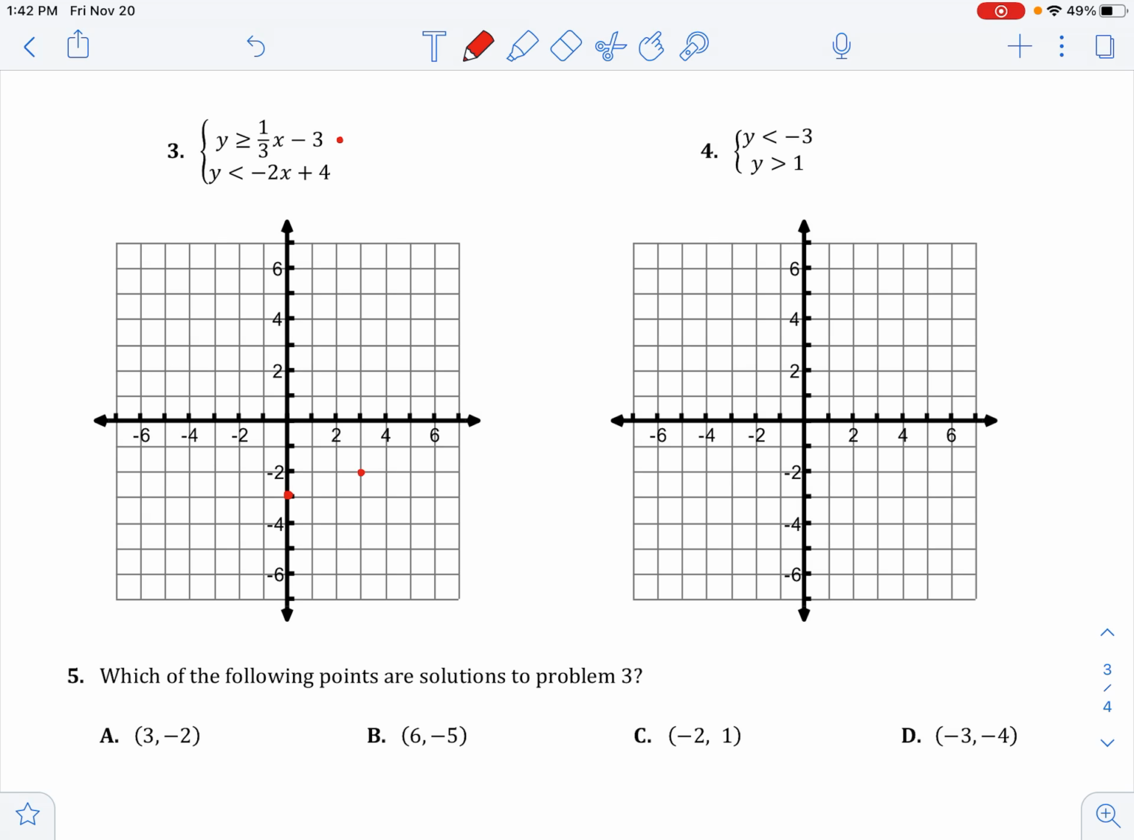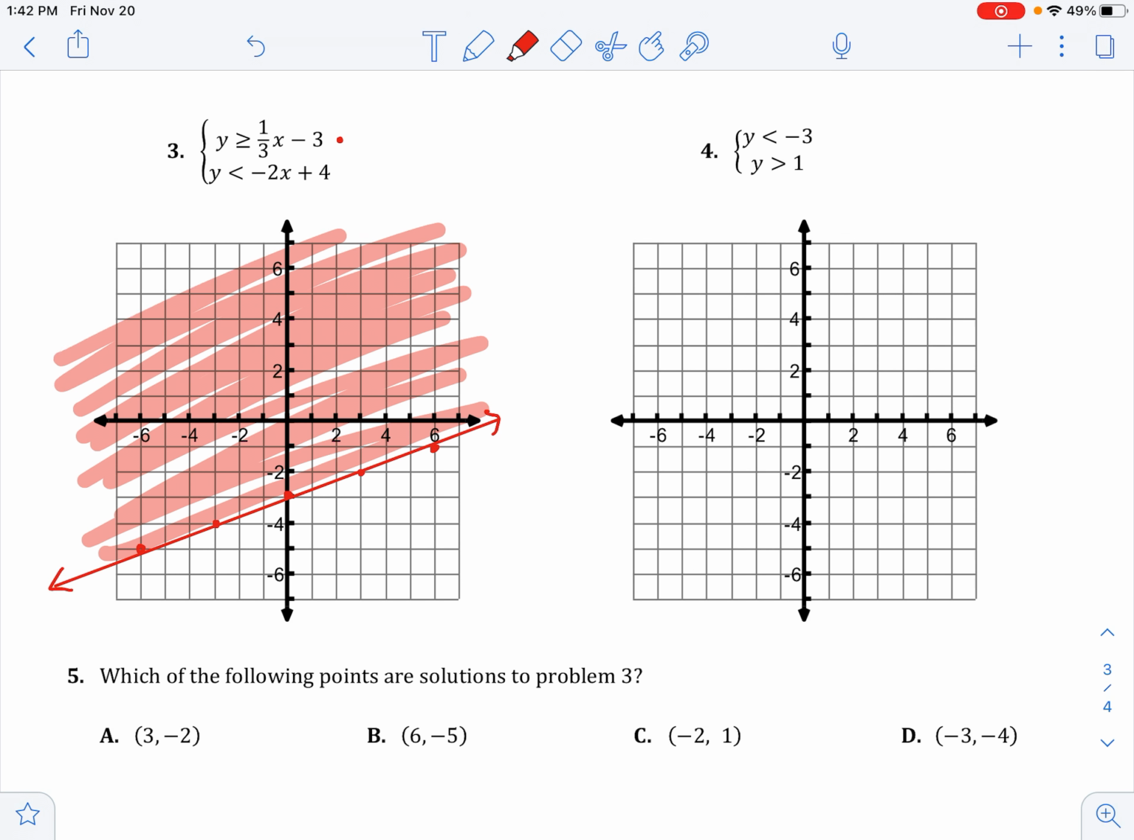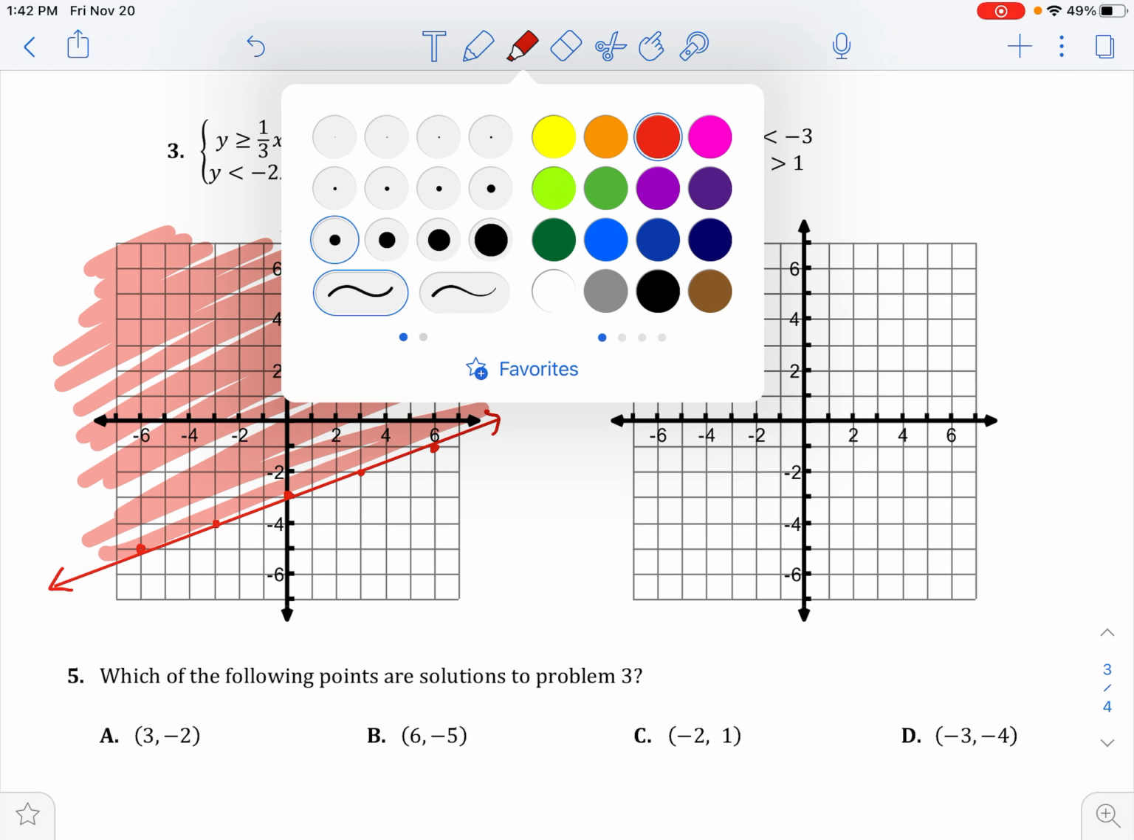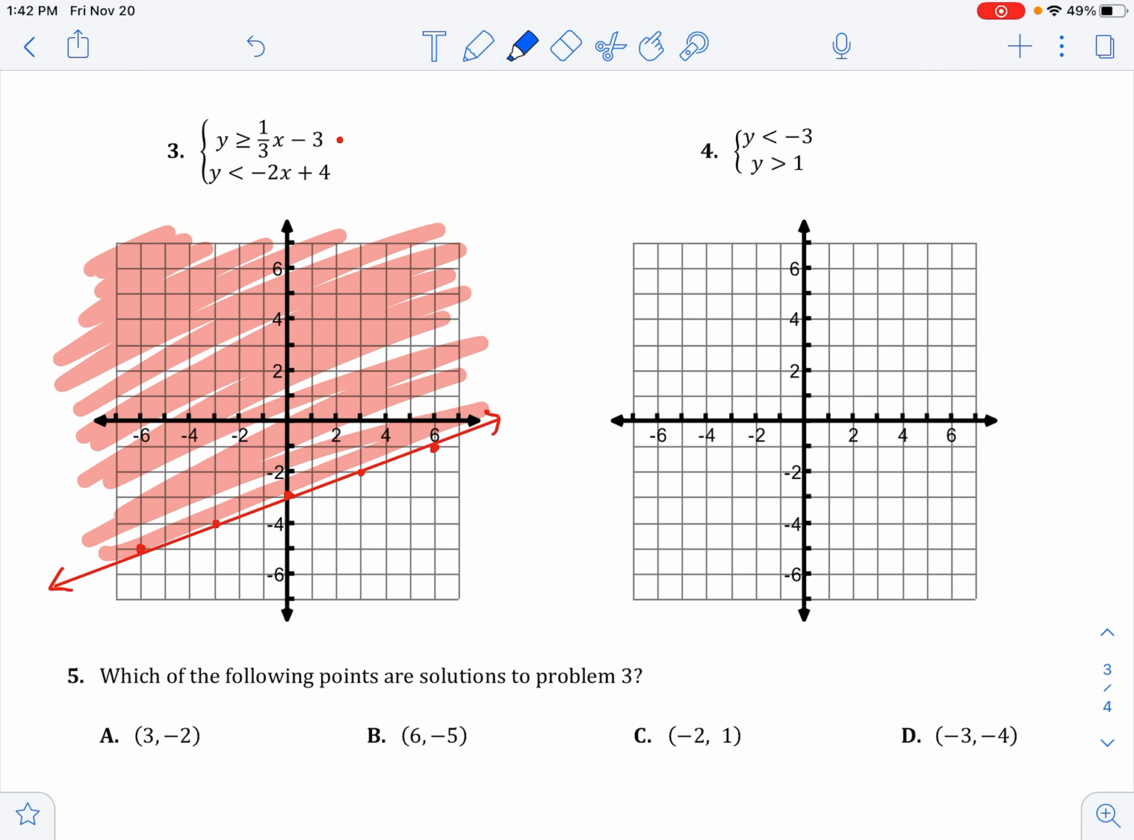All right, so I want to graph y is greater than or equal to 1/3 x minus 3. So y-intercept of -3, slope of 1/3: up 1, right 3, up 1, right 3, down 1, left 3, down 1, left 3. Greater than or equal to, so I'm connecting them with a solid line. And since it's greater than or equal to, I'm shading above that line.